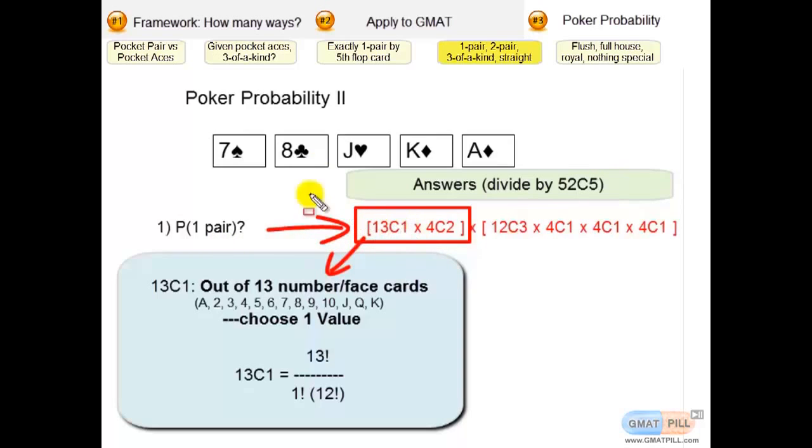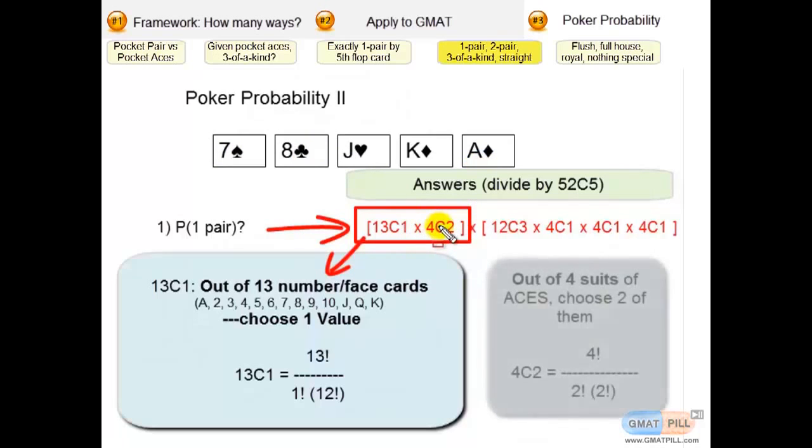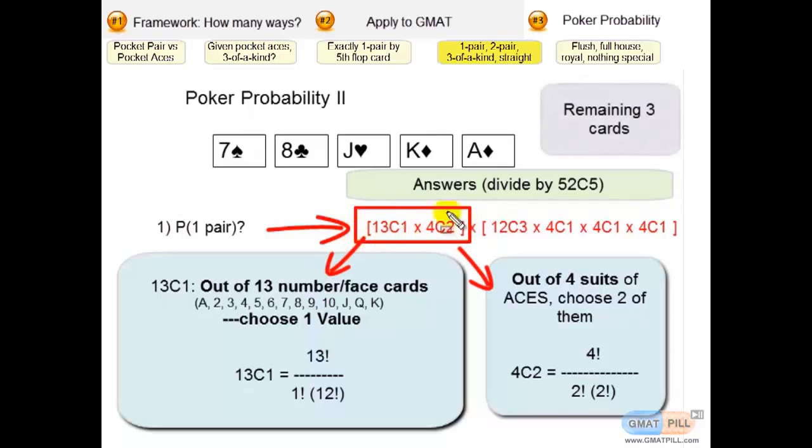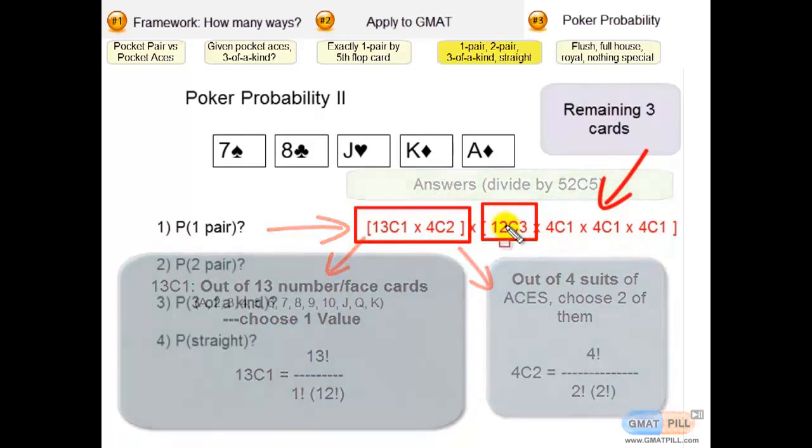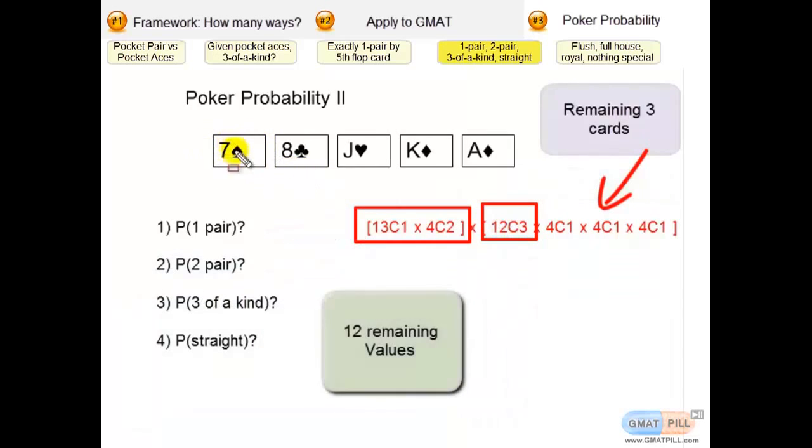And then whatever value that is, let's say a 7, an 8, or an ace, you want 2 of those cards. And basically those 2 cards have 2 different variations. So out of 4 suits, choose 2 of the suits for that individual card. So once you've done that, you've already chosen that 1 pair, which is basically 2 cards, and then you have 3 remaining cards to choose from. 12 choose 3 says out of the remaining 12 cards, once that 1 value is taken out, choose any 3 unique values. Unique values such that we don't get a second pair, they are all different cards.